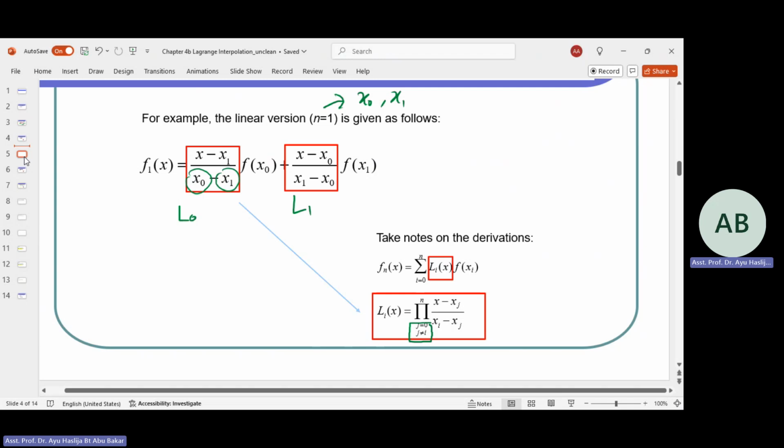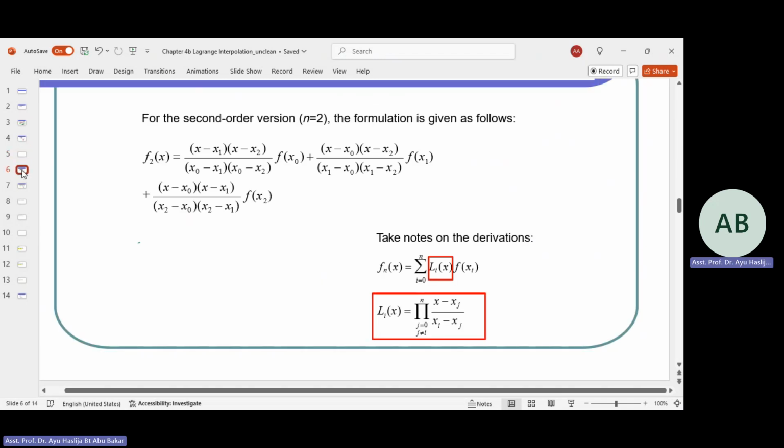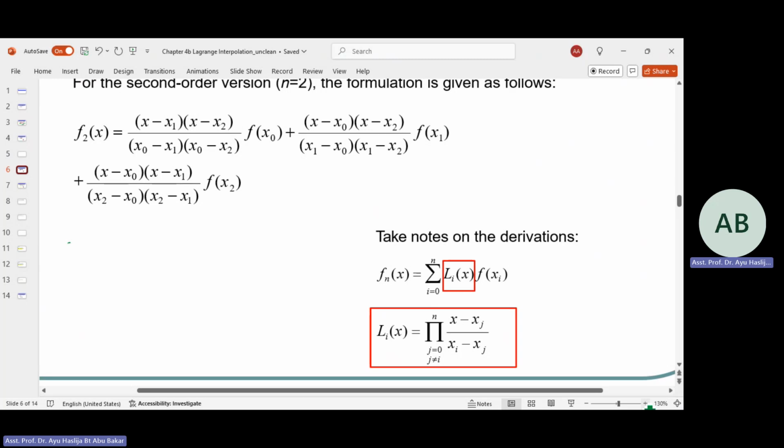Okay, any question? Clear? Now, for second order, n equals 2, as I mentioned just now, this part is the L. You can straight away put it in the general function, or you can find it one by one.